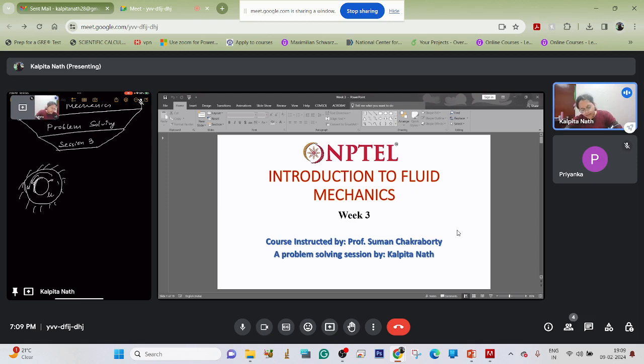So what is happening? The distance from the inner center we are taking as r, and the inner radius is r1 and the outer radius is r2. Simply, nothing else. So what did Sir take? Sir took an elementary cross section in between. There will be a shaft in the middle, and it will be rotating.